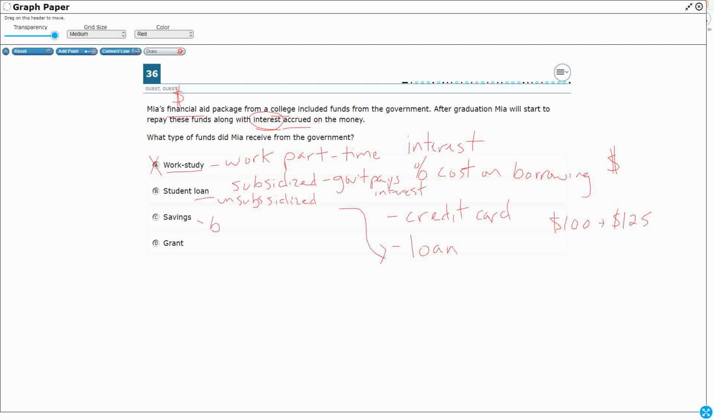Savings is literally what you're putting into a bank. You actually earn interest sometimes on savings. Bank savings earns interest, but it's not anything that you have to pay. So if you have a good savings account, you can earn interest. So that's not it. And then a grant is, for lack of a better term, free money. They give it to you. You don't need to pay it back. So our answer here is B.